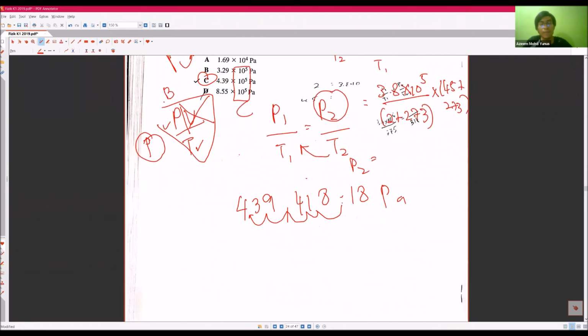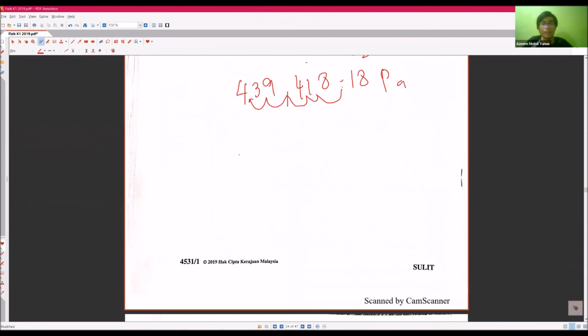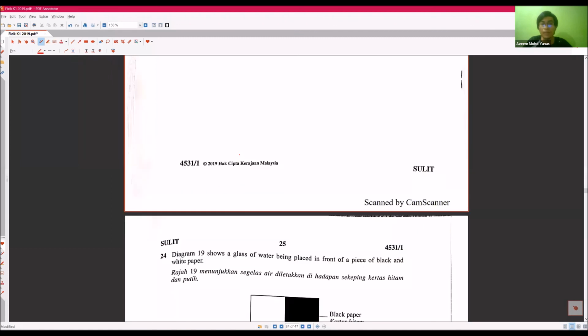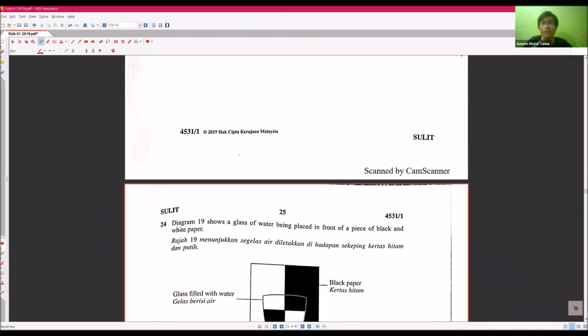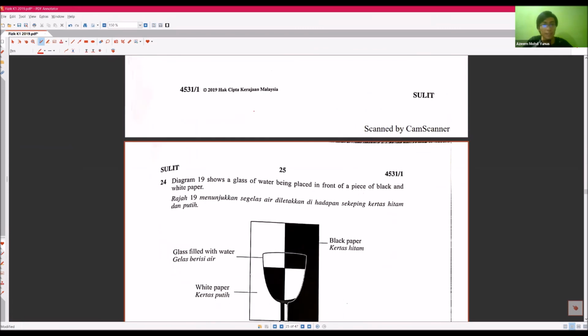So again, remember that temperature must be in Kelvin, regardless of anything, except for specific heat capacity, where you can do both. Celsius is also fine, Kelvin is also fine. But for gas laws, always in Kelvin.